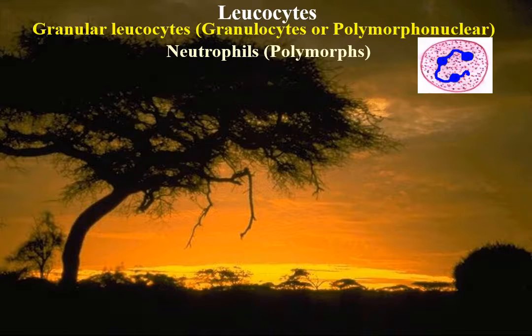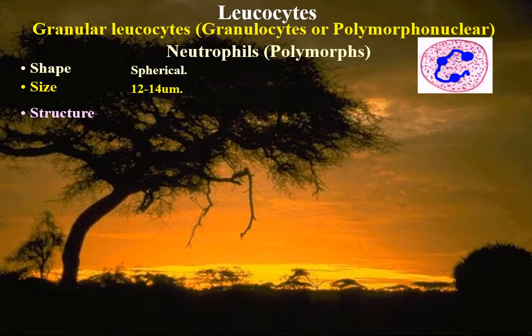Neutrophils, or polymorphs. Shape: they are spherical cells. Size: their diameter varies from 12 to 14 micron. Structure: nucleus. In neutrophils, there is one segmented or lobulated nucleus formed from 1 to 5 lobes connected together by thin chromatin threads. In females, the nucleus possesses a drumstick-like structure called the bar body or sex chromatin, which represents an inactive coiled X chromosome.